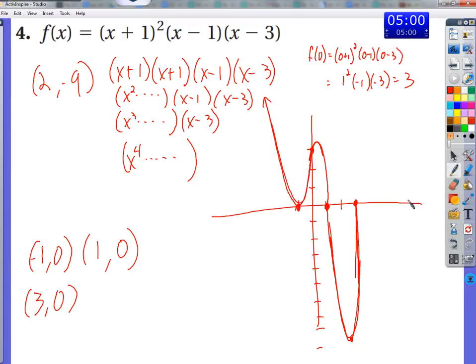Same thing over here, when we put really big values of x in here, it really won't matter what all this other stuff winds up being. X to the fourth is the biggest term, so it must keep going. Clearly it's got to keep going up. If it came back down and went through the x-axis again, we would have found an x-intercept. So it just keeps going, being more and more positive as we put in bigger and bigger values of x.